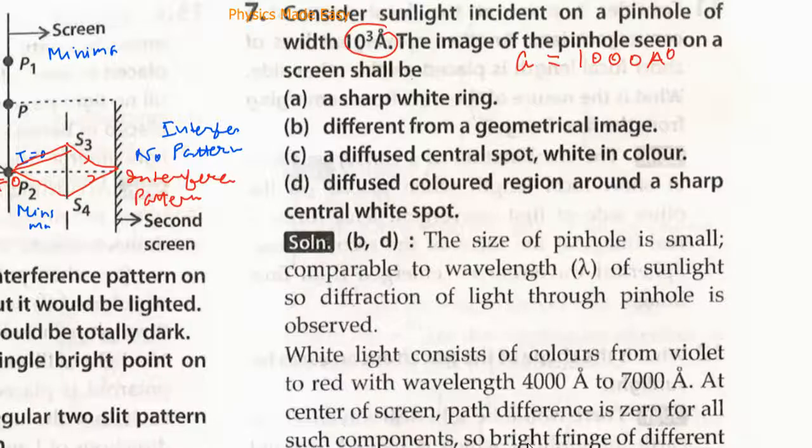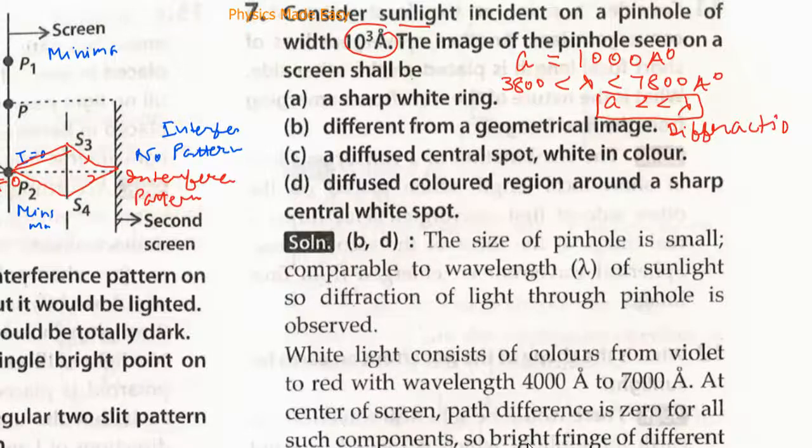Not exactly, it's approximate. Now sunlight is white light. I will take it as white light. Now the wavelength for white light varies from roughly 3800 angstrom to 7800 angstrom for red. So this clearly shows that the size of the slit is much lesser than the wavelength. It means diffraction will take place. So this is a typical case of diffraction.